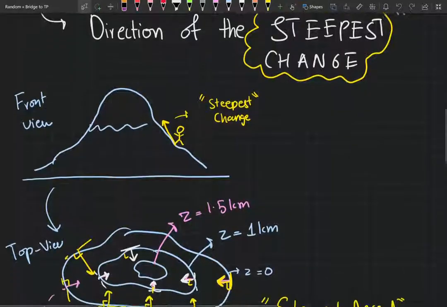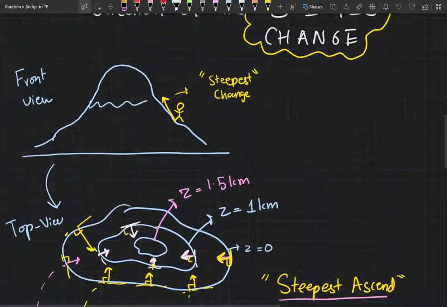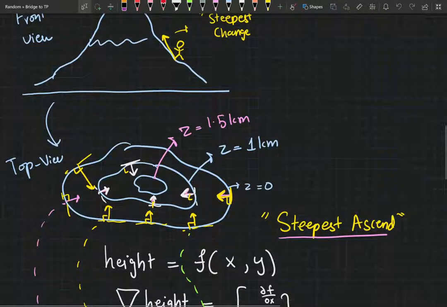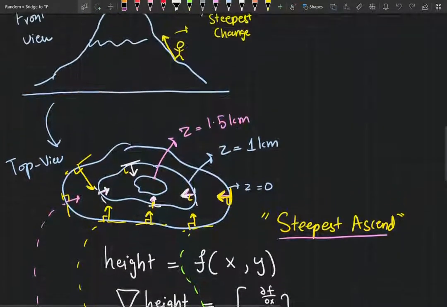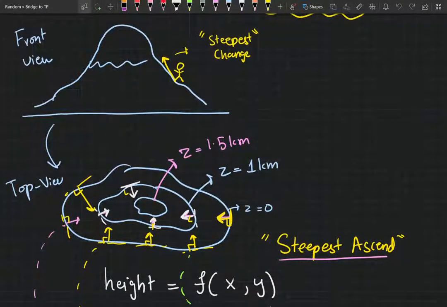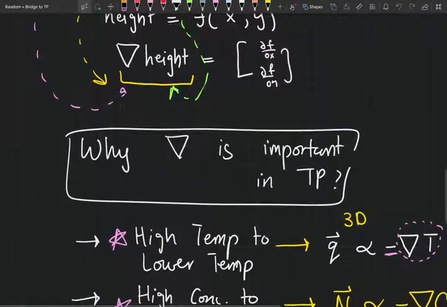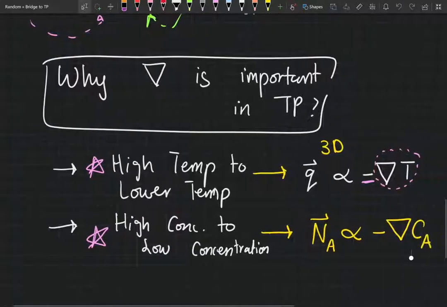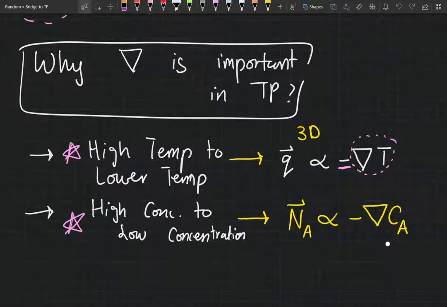We talked about a mountain, and hopefully this was able to give you a more intuitive feel of the physical meaning behind the gradient. And hopefully this last conversation bridges the gap between multivariable calculus and transport phenomena. Our rate of heat flux is going to be down the temperature gradient. Our rate of mass flux is going to be down the concentration gradient.